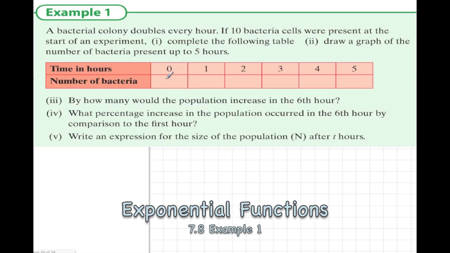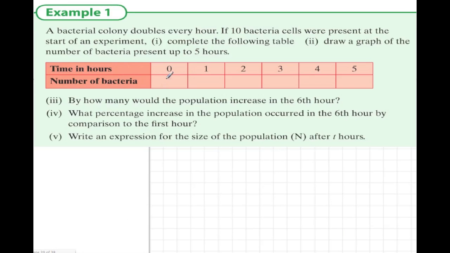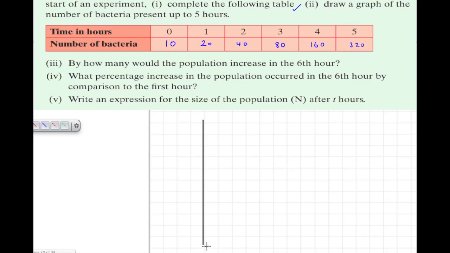Example 1. A bacterial colony doubles every hour. If 10 bacterial cells were present at the start of an experiment, complete the following table. Well, we see at 0 hours there were 10 bacterial cells, and it doubles every hour, so that would be 20, 40, 80, 160 and 320.